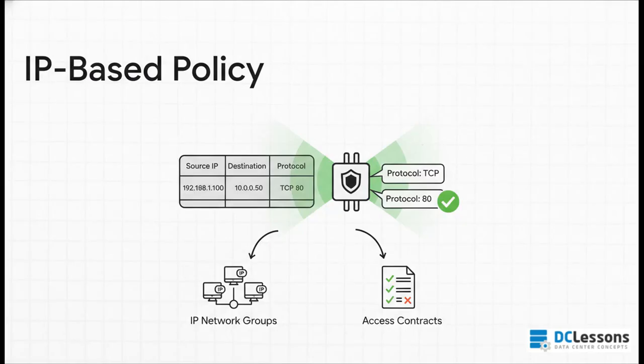IP-based access control in DNA Center is, well, it's pretty much what you'd expect. It works just like a classic ACL. You're filtering based on the usual suspects: protocol, source IP, destination IP, and port numbers. And the building blocks will feel familiar too. Instead of scalable groups, we use IP network groups, which are really just lists of IP subnets. And we use the exact same access contracts we saw before to define the actual permit or deny rules.